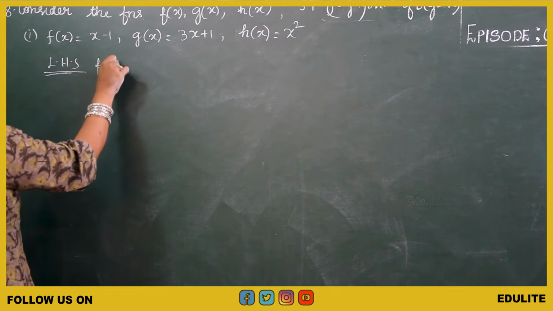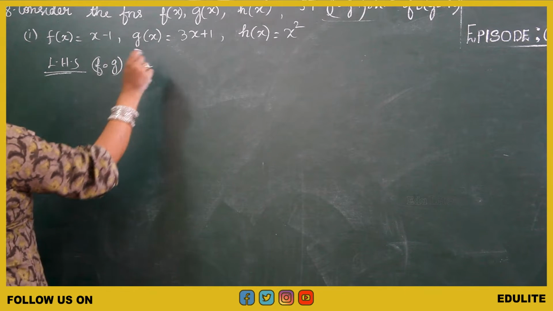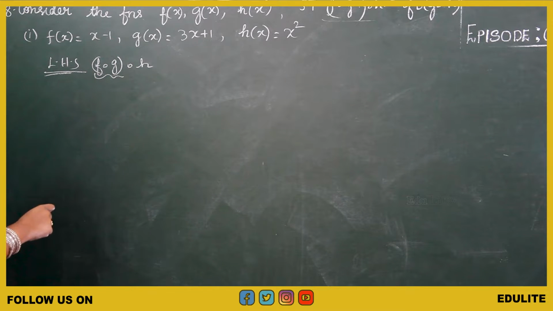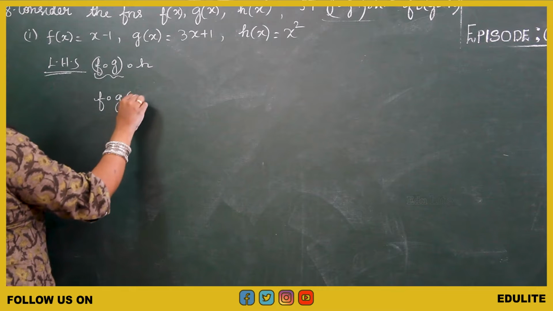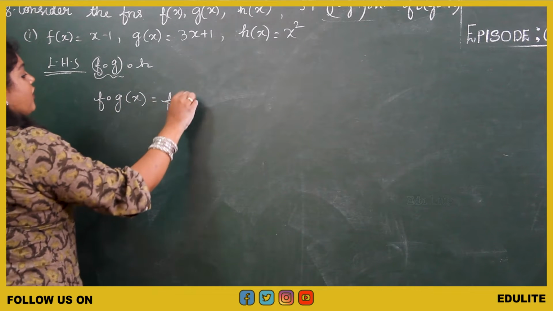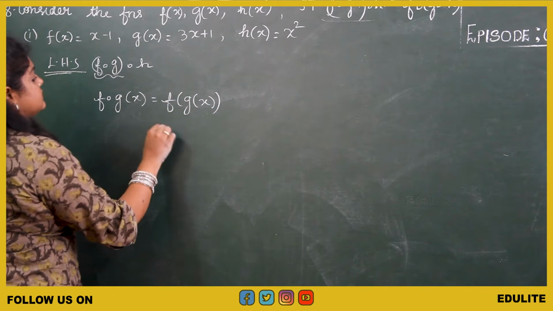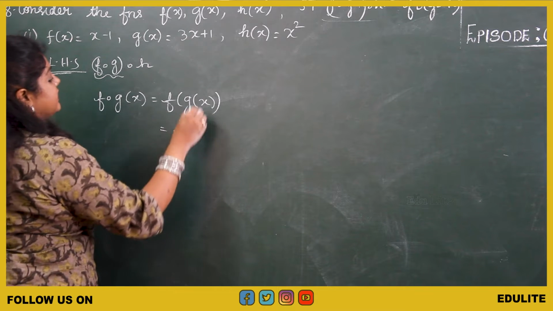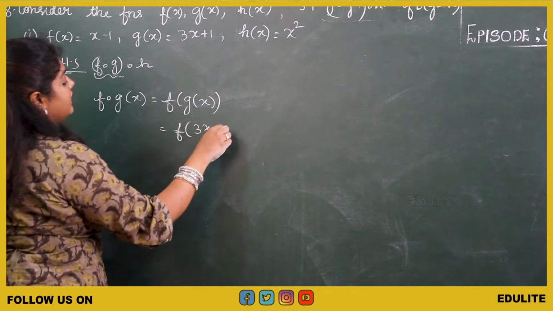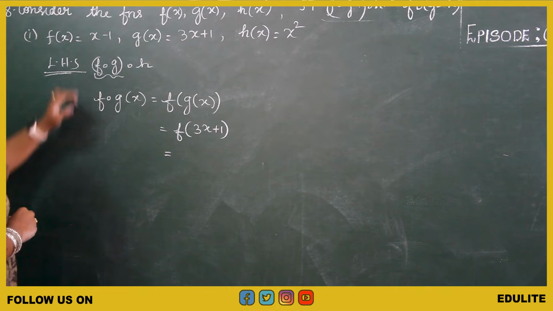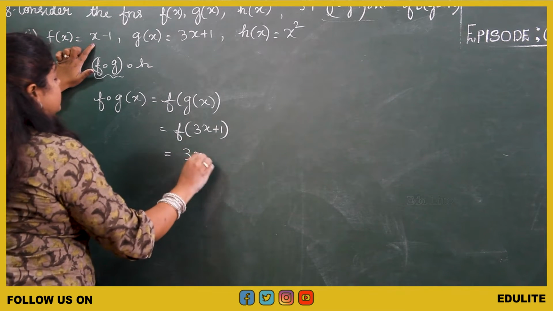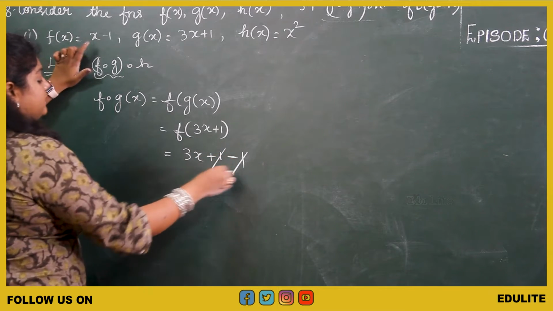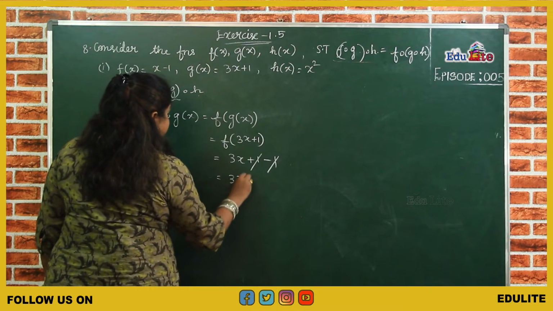We will first take the left hand side. F composite g composite h. As I already told you, we have to complete the portion within the brackets. Therefore, f composite g of x is equals to f of g of x. So, g of x in this problem is given as 3x plus 1. Now, we have to use the function f. In place of x, we have to substitute 3x plus 1. So, 3x plus 1 minus 1, plus 1 minus 1 is equals to 3x.